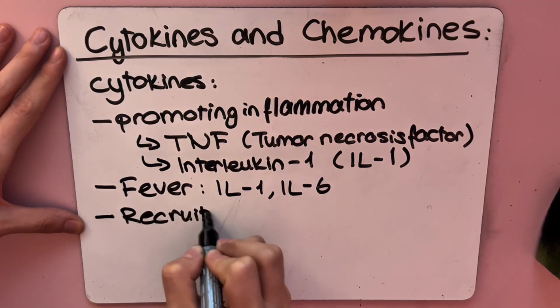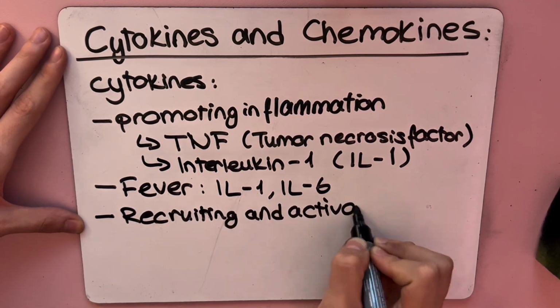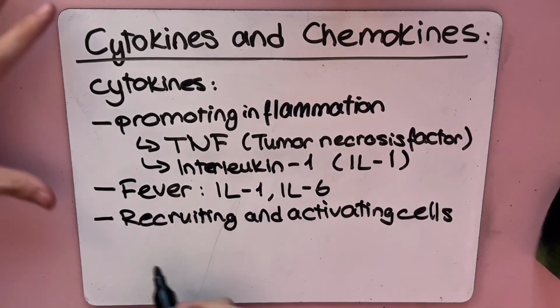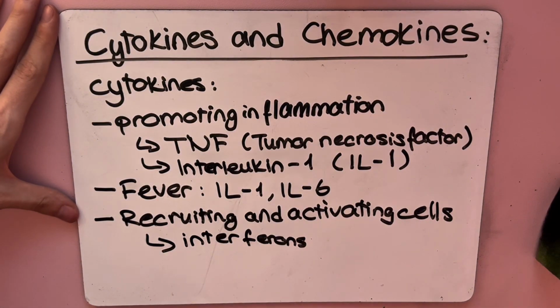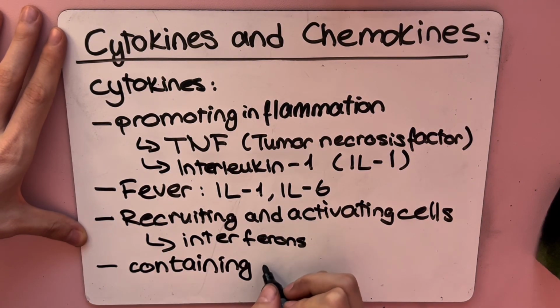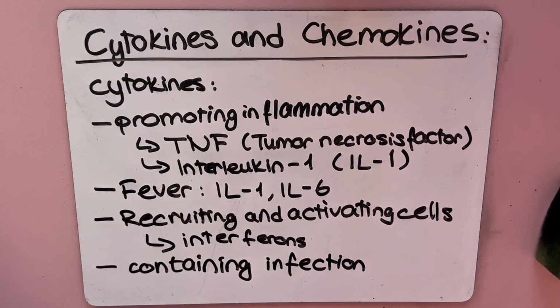Another thing is recruiting and activating cells. Cytokines can call in various cells and ramp up their killing ability. For example, interferons, which are a type of cytokine, are released by virus-infected cells to warn neighboring cells and help render them resistant to the virus. I'd like to talk about cytokines' ability to contain infection. Some cytokines even help form clots in small blood vessels at the infection site. Others instruct liver cells to produce acute phase proteins that aid immunity.